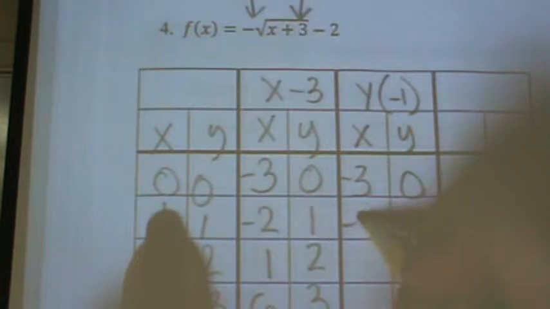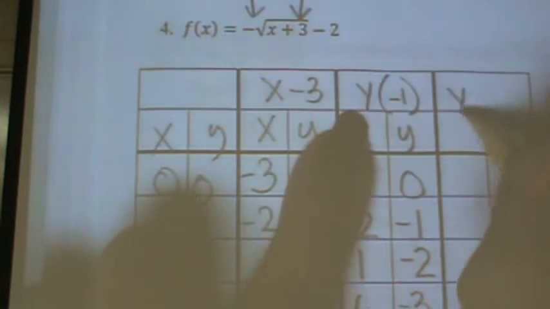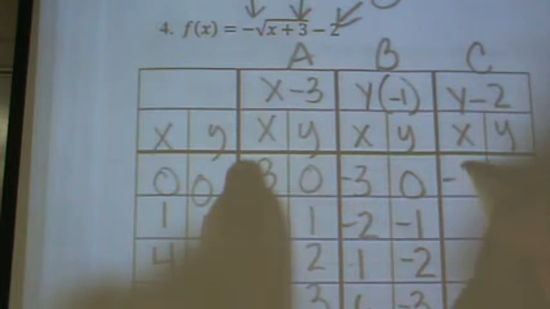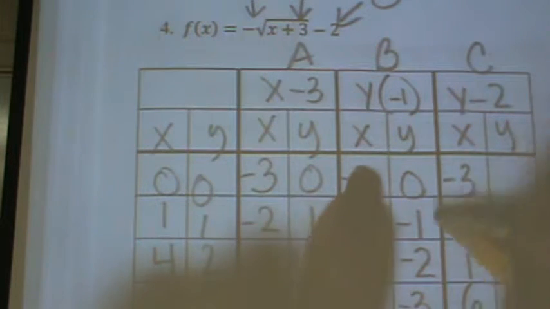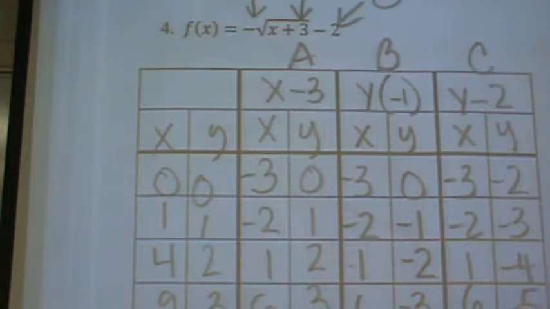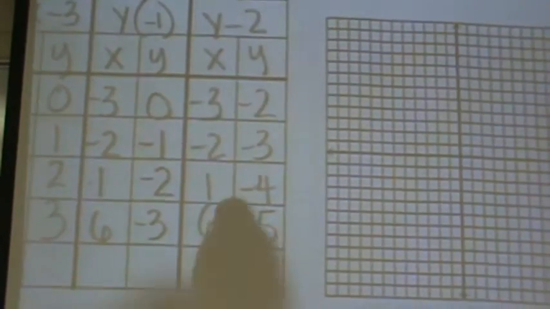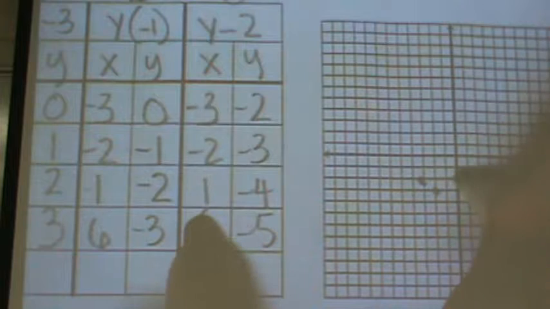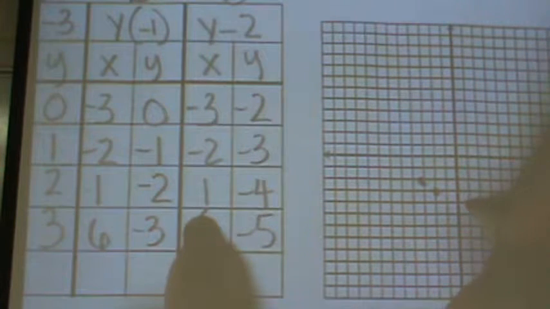0, -1, -2, -3. Mm-hmm. And then what do you do? What do you get? Subtract 2. Go ahead, graph that, and Jack's gonna type in the calculator for me. 1, 2, 3, 1, 2, 1, 2, 1, 2, 3. What's happening is it's being flipped over the x-axis.